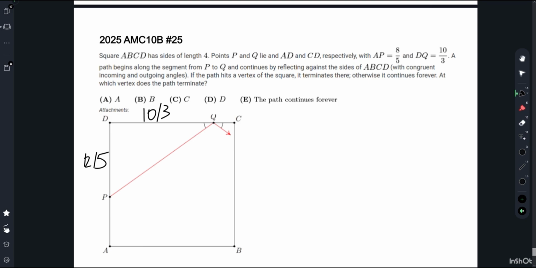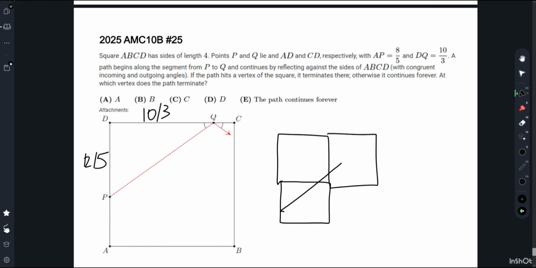Alright, so basically we can use a strategy that's just reflecting over. Instead of reflecting the path off the sides, we can reflect the square over and turn it into the next square. So it'll do something like this until it hits the vertex. Now to do this method, we first need to figure out the slope of the line, so let's turn this into coordinates.